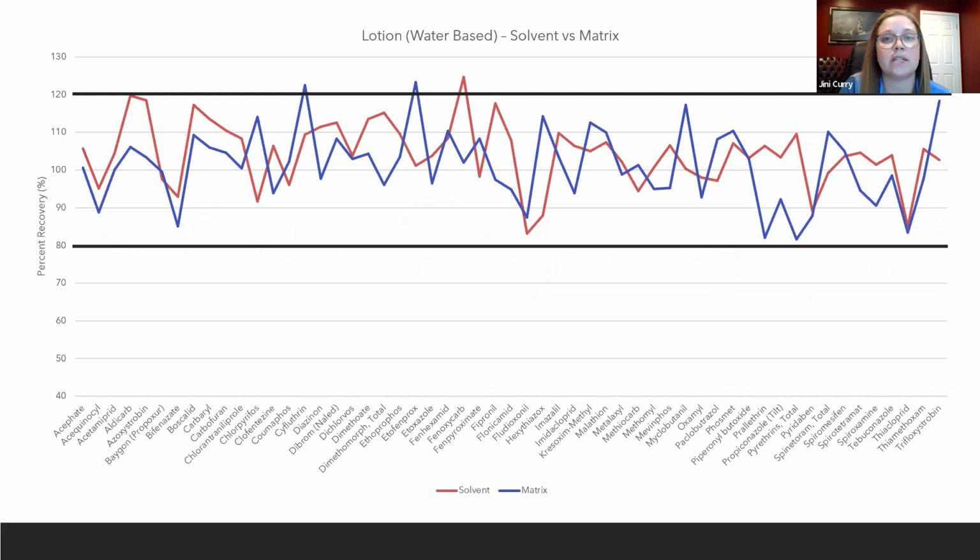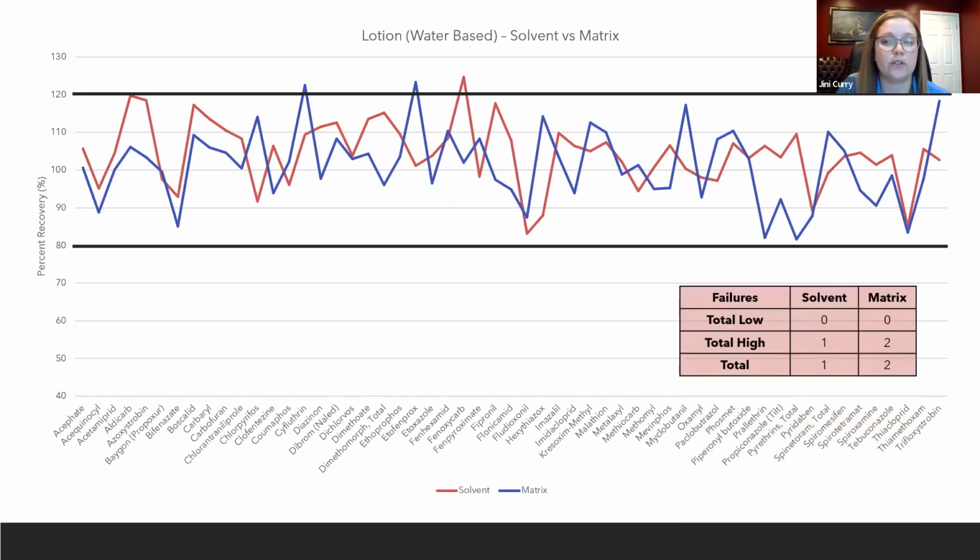And then this is a water-based lotion. As you can see, the solvent and matrix calibration are very similar. This is because once you do that dilution, you have such a low concentration of that lotion in your sample that it's really not going to be impacting it that much. But it's also showing that you can still apply this solvent calibration to your lotion and it will work fine. And so you see we had 1 failure in solvent versus 2 failures in matrix, but both of those failures were just barely a little bit high.